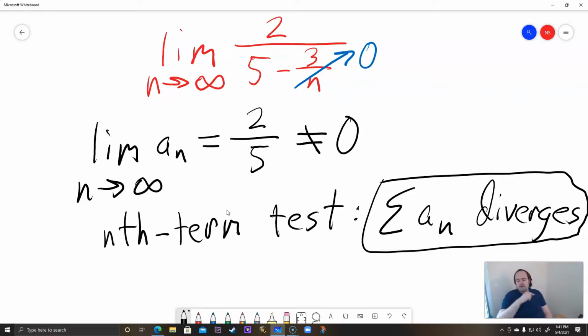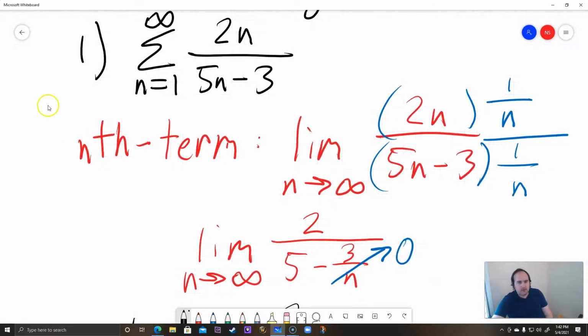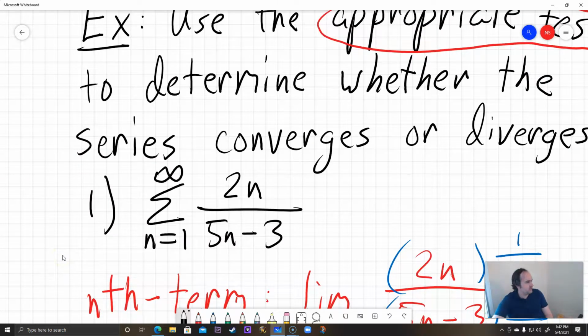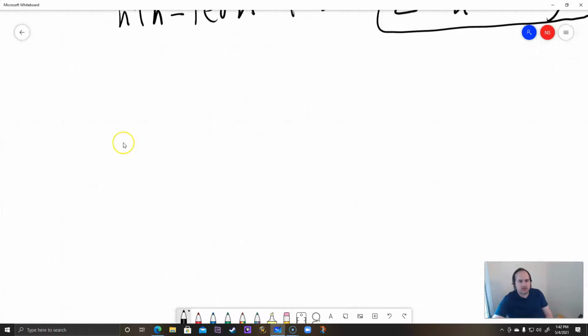The main reason I did this example is that sometimes when you do these kinds of problems where they leave it open-ended, it's hard to think of which test to use, so that's why I'm giving you this example here. Alright, cool. So that was example number 1 of our new example. Okay, so let's do example number 2.